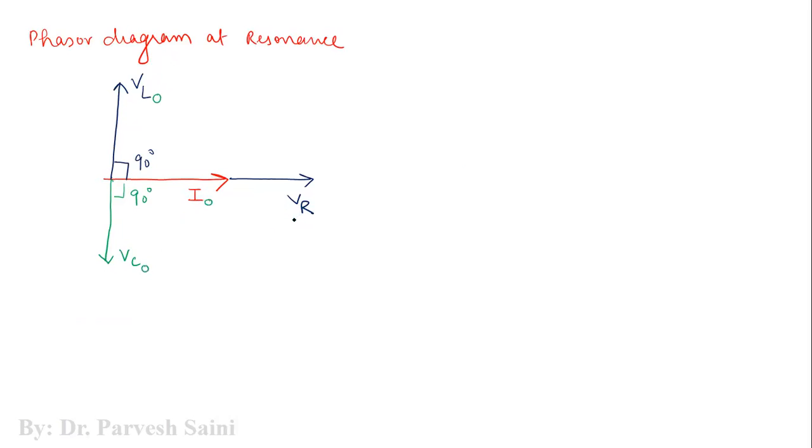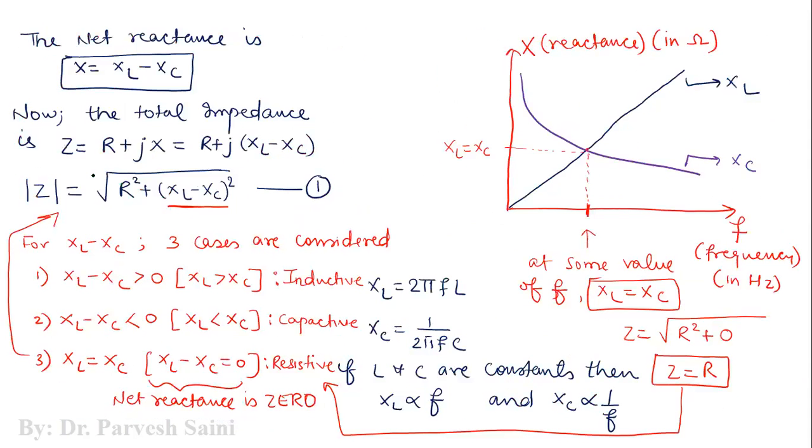So either you can mention VR or you can mention VR naught. That is a different thing, because this is just to distinguish between the normal values and the values at the resonance. This is the only purpose of showing this notation and nothing else. Now let us come back to this one.